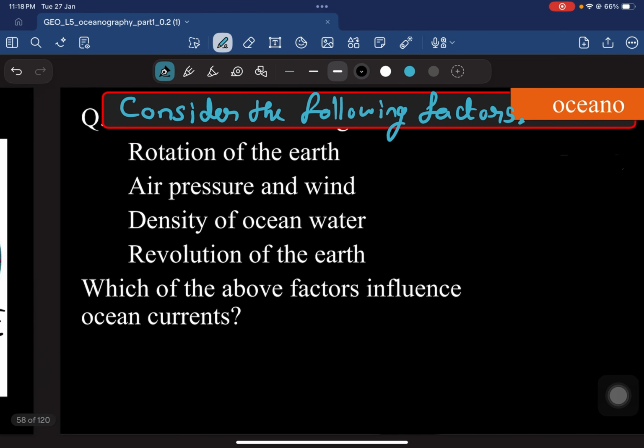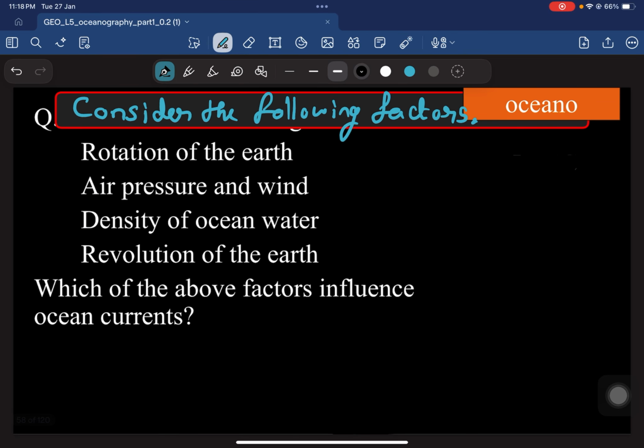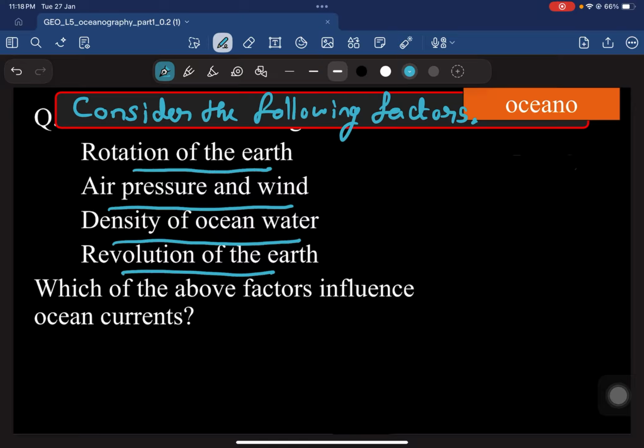Before I discuss the next topic, I will give some questions to solve. Consider the following factors: rotation of earth, air pressure and wind, density of ocean water, revolution of earth. Which of the above factors influence ocean currents? Think about it. I will give you 20 seconds.